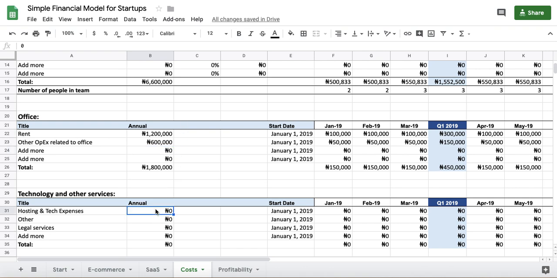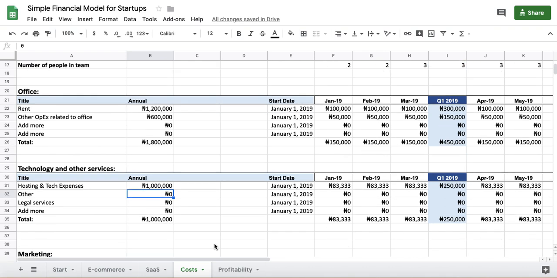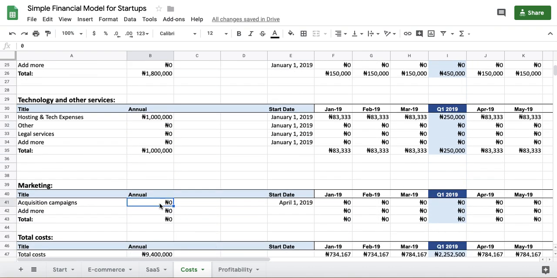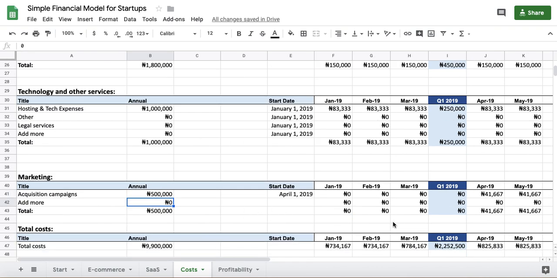Hosting and other expenses. What are you going to pay your web hosts? People are holding your servers and stuff like that. Let's say you're going to pay $1 million. Boom. And then once you're done, you'll see marketing. Let's say you're going to have a marketing campaign and it's going to start in April because your developers have said that's when you're going to launch. Maybe you're going to put 500,000 in marketing, and April 1st you'll start seeing that add up.